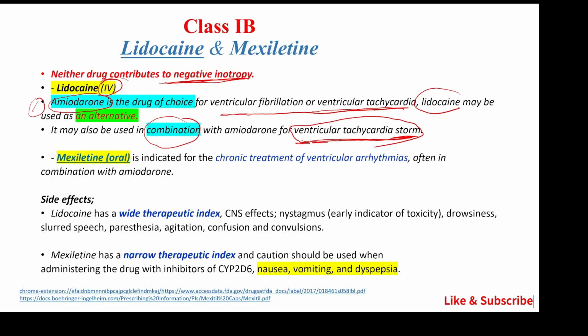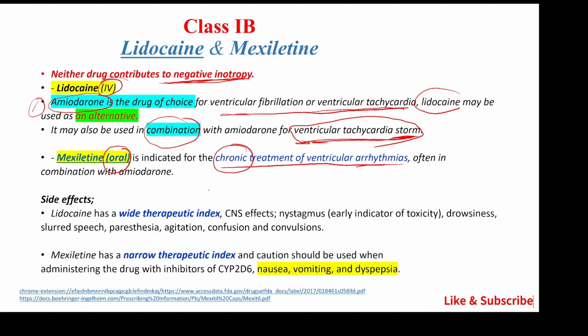Mexiletine in this group is prescribed orally, indicated for chronic treatment of ventricular arrhythmia. So 1B mainly covers the ventricular muscles or ventricular arrhythmias. We use lidocaine in an emergency case, when there is an immediate need to control the cardiac arrhythmia; lidocaine is the drug of choice. Mexiletine, for example, if the patient is discharged from the hospital, we can place the patient on mexiletine as a chronic treatment for ventricular arrhythmias.